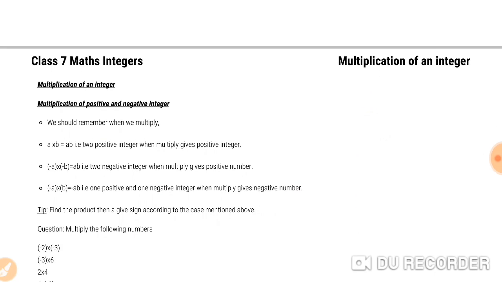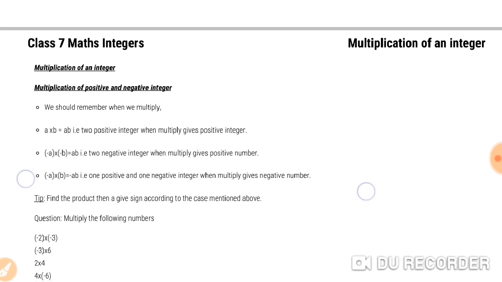So you have to start the syllabus here. In 6th standard you have studied about addition and subtraction. You have not yet studied how to multiply the integers and how to divide the integers. So this is the multiplication of positive and negative integers that we can study.